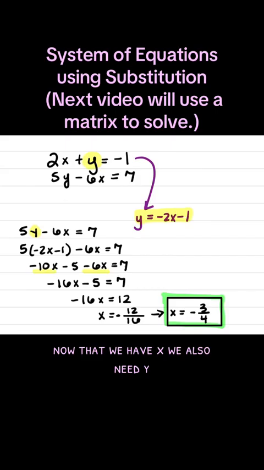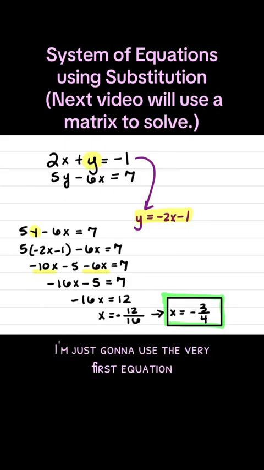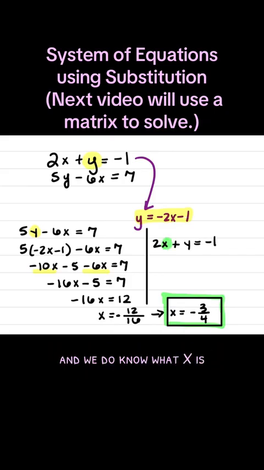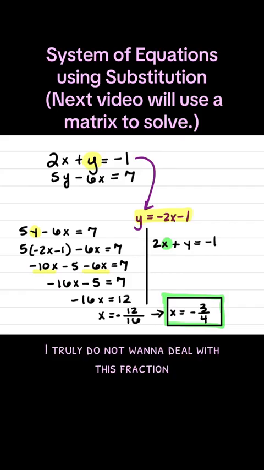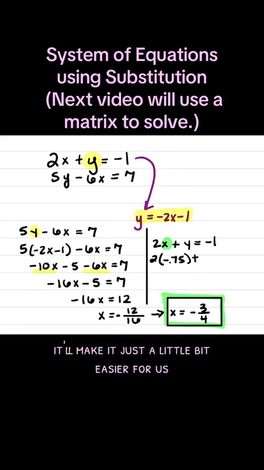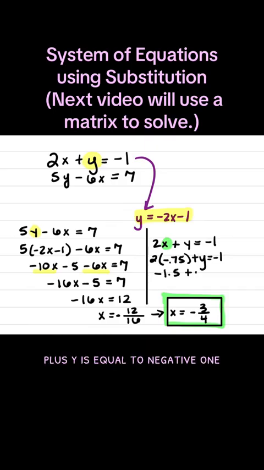Now that we have x, we also need y. So again, you can determine which equation you want to use in order to plug x into to find y. I'm just going to use the very first equation. The first equation was 2x plus y is equal to negative 1. Now, I'm going to go ahead and highlight x, and we do know what x is. I truly do not want to deal with this fraction, so I'm going to rewrite negative 3 over 4 as negative 0.75. It'll make it just a little bit easier for us. Now, 2 times negative 0.75 is going to be negative 1.5 plus y is equal to negative 1.